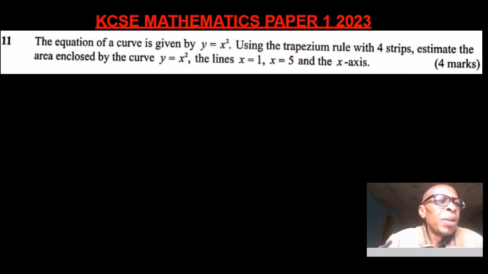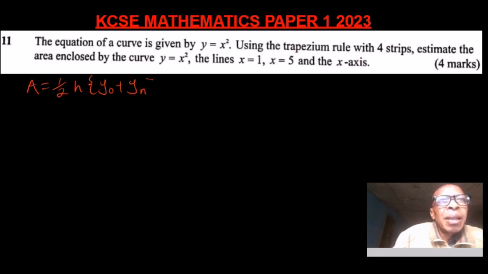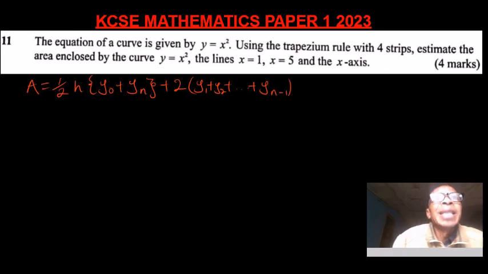Now, here you need to understand the trapezium rule. In the trapezium rule, we say area is equal to a half height, then put a curly bracket, take the first y plus the last y n, close the bracket, plus 2, then you add y1 plus y2 plus until you have y n minus 1. So that is the trapezium rule.